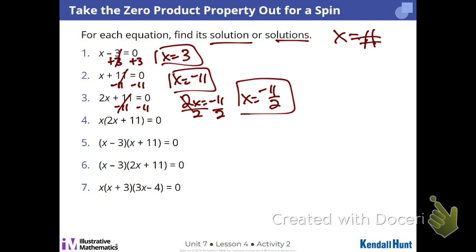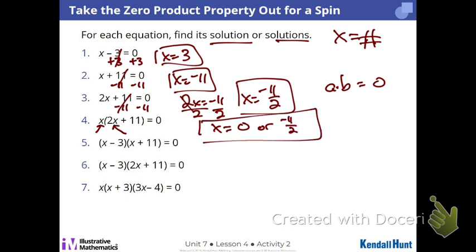For number 4, remember back to A times B equals 0. You wrote down that either one of those can be 0, right? Because 0 times junk is 0. So this x would tell me, x in this case is 0. And this one tells me that x would be -11 halves or -5.5. It would be both of those for number 4.